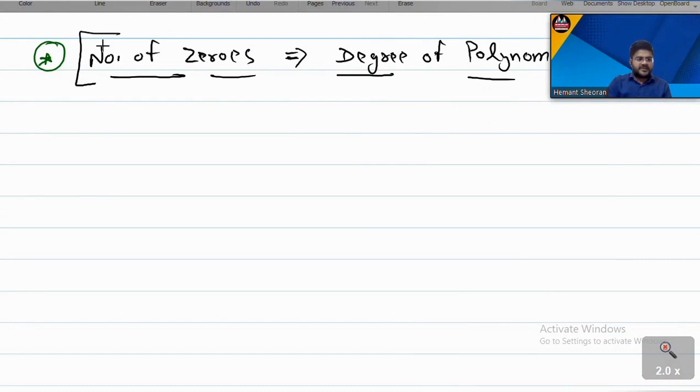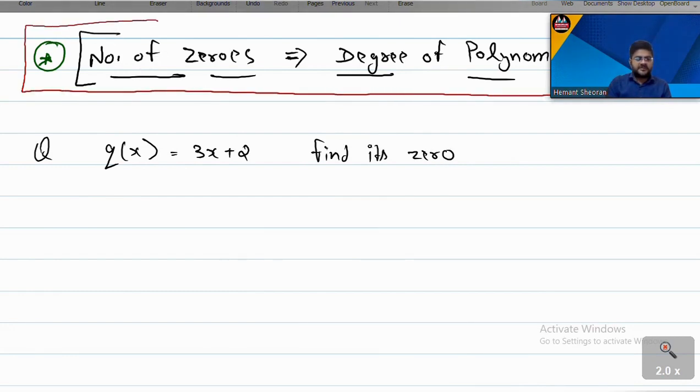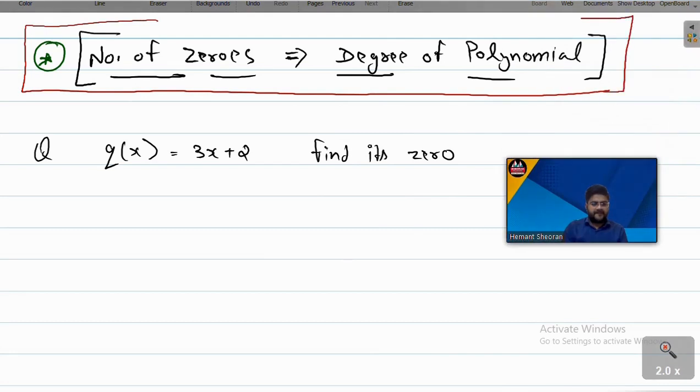Okay, let's apply it to a question. The next question is a polynomial q of x, which is 3x plus 2. Find its zero. First of all, how many zeros are possible for this polynomial q of x? What will you say?